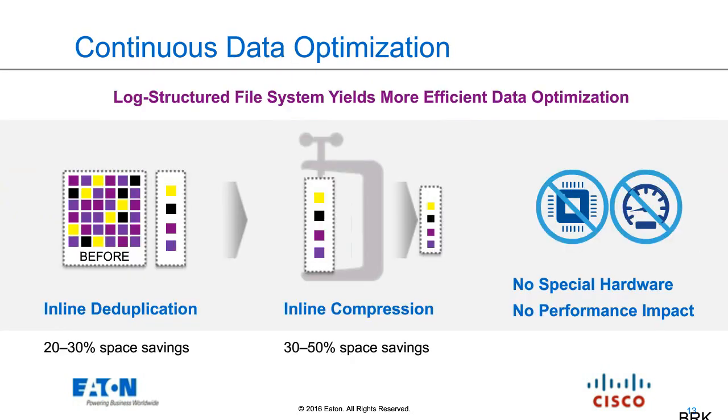We also provide continuous data optimization. Part of the way that we work with a log-structured file system, because we collect data in cache prior to writing it out to the disk, is that we can do inline dedupe and inline compression without requiring special hardware or any performance impact. That's part of the nature of the log-structured file system. It allows us to do that as part of that data collection process before we write it all out to disk.